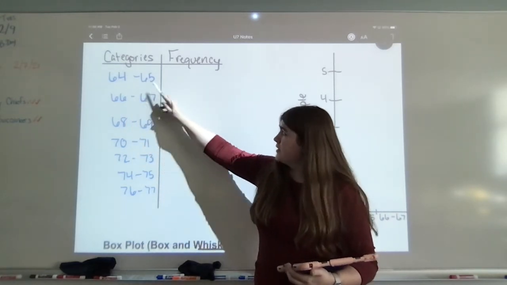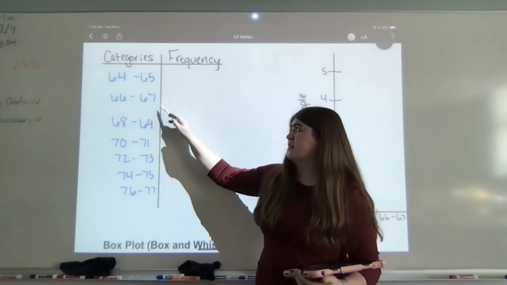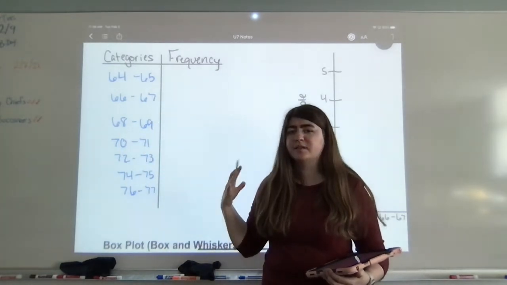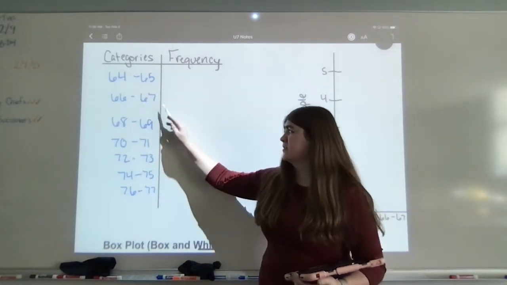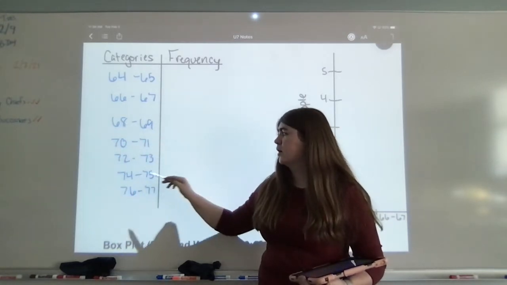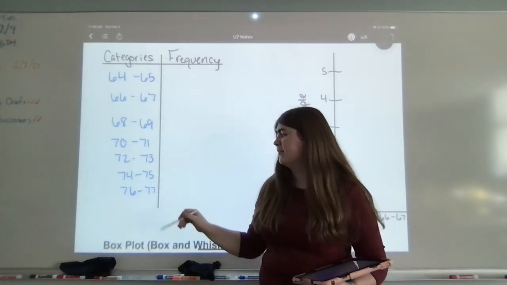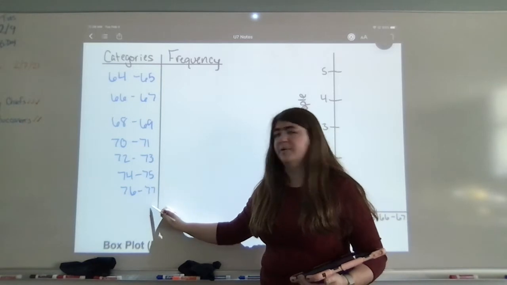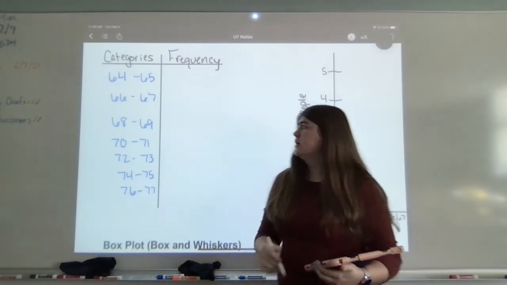So I have 64 to 65, 66 to 67. If you wanted to have fewer bars, then you could do 64 to 67, 68 to 71, 72 to 75, and then 76, and then you'd go a little past here.